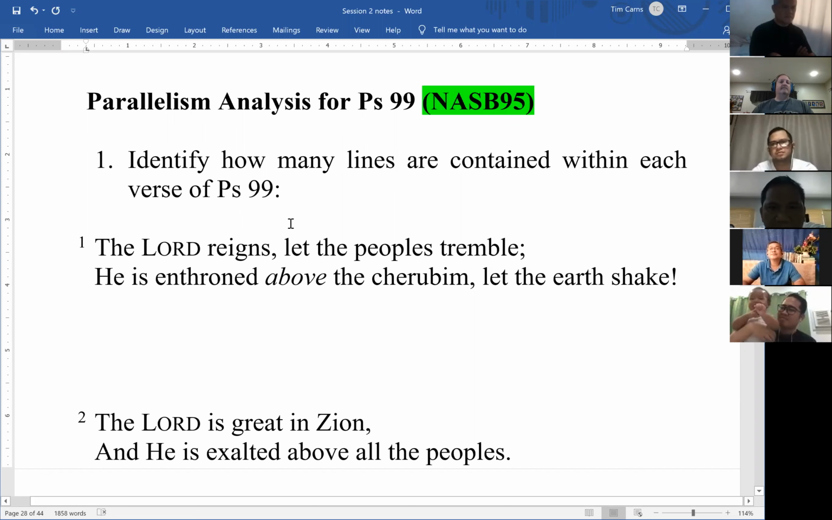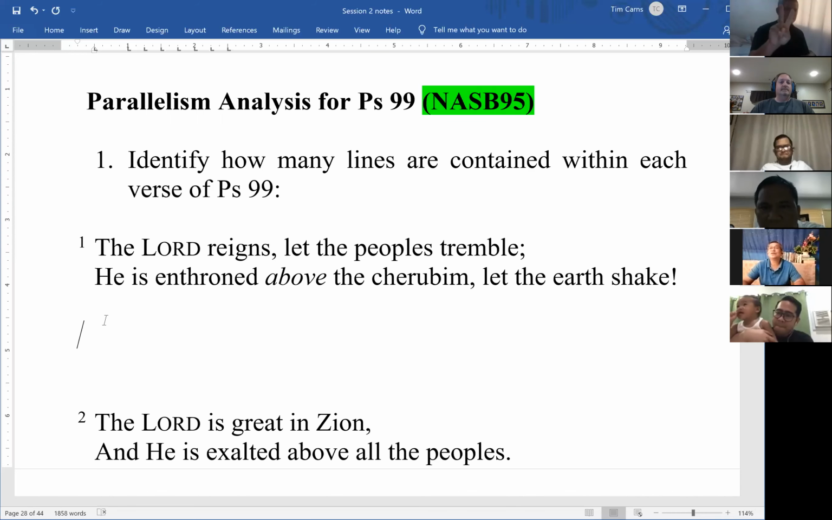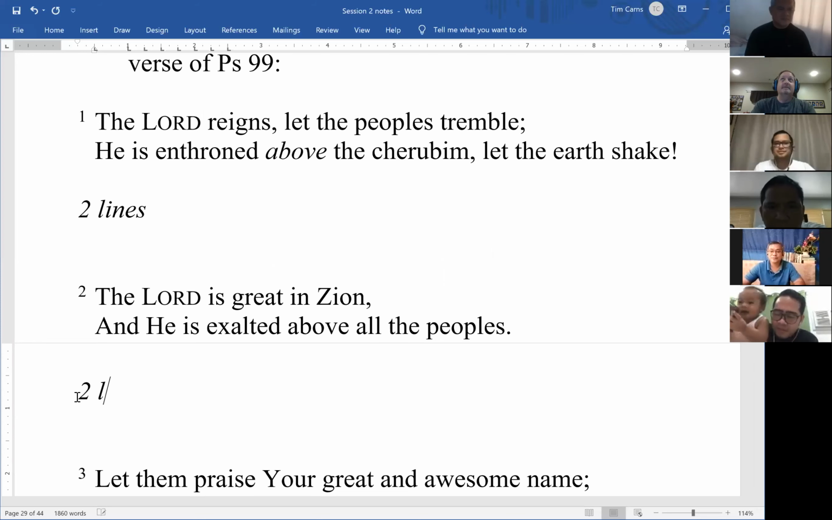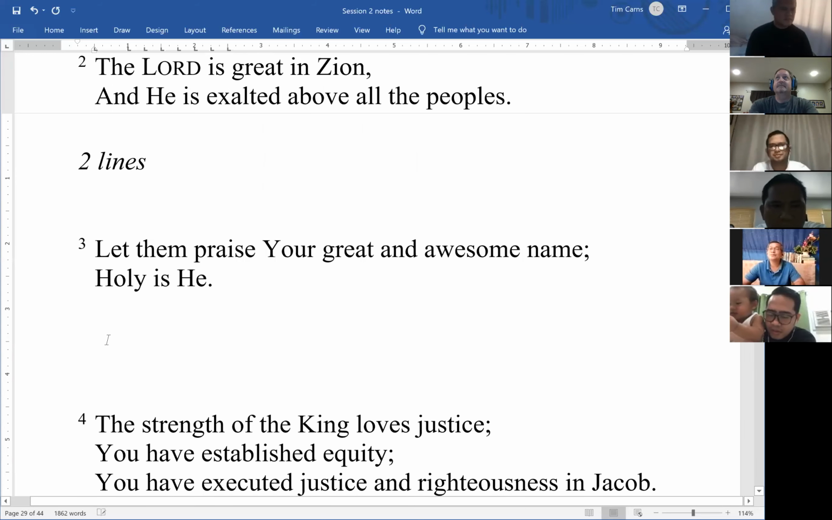When we identify the number of lines, part of that process is interpretive, so the translations are sometimes a little different here. Okay, verse 1, we'll pick up with Charlie. How many lines are in verse 1? You can just hold up your hand. Two, right? Pretty straightforward. Two lines. Pastor June, how many lines in verse 2? Two. Yep. Pastor Rex? Two.